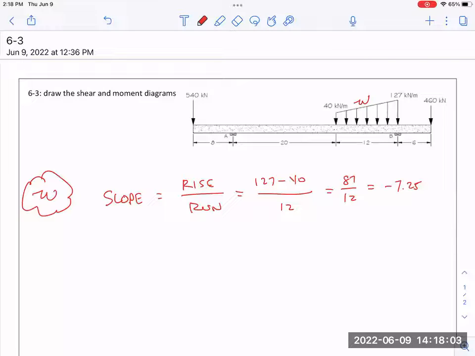Isn't that a positive slope? Yeah, but we're just calling it negative because the arrows are facing down. It's negative because of the arrows. So that means in equation land, I can say y equals mx plus b. It's negative 7.25x plus b. Again, I'm not really calling that y.